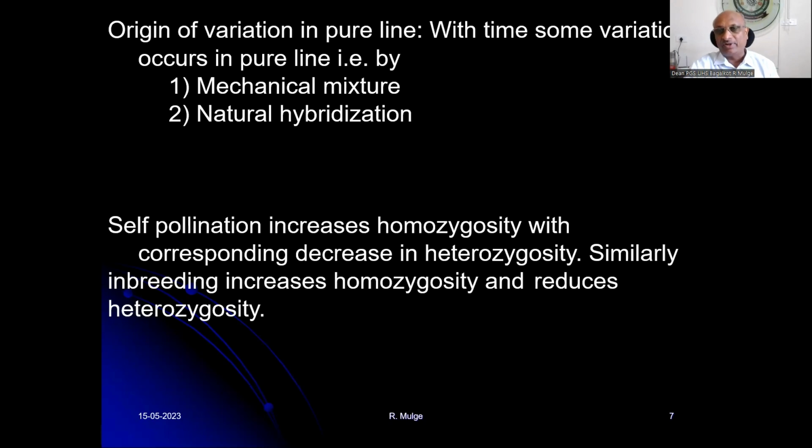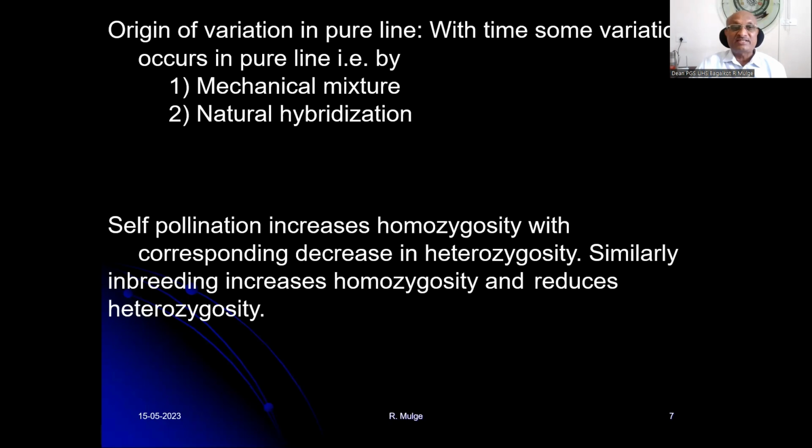Take a self-pollinated crop like tomato, very highly self-pollinated, or any other crop: up to 5% cross-pollination is there, even though it is a self-pollinated crop. So natural hybridization also can occur, and it can give variation. Otherwise, it's not easy to get a variation within a pure line. As time passes, natural hybridization can happen, and mechanical mixture during handling can also bring variation in the pure line.